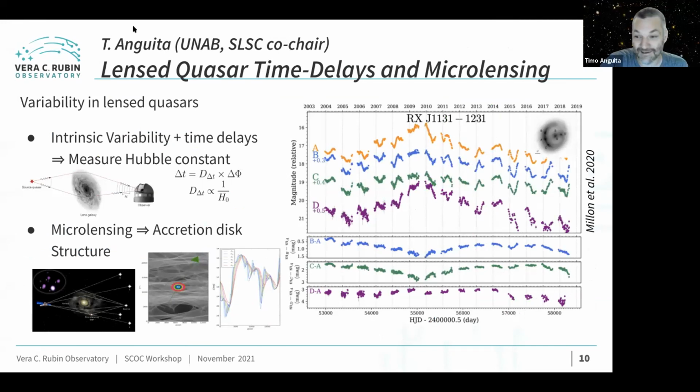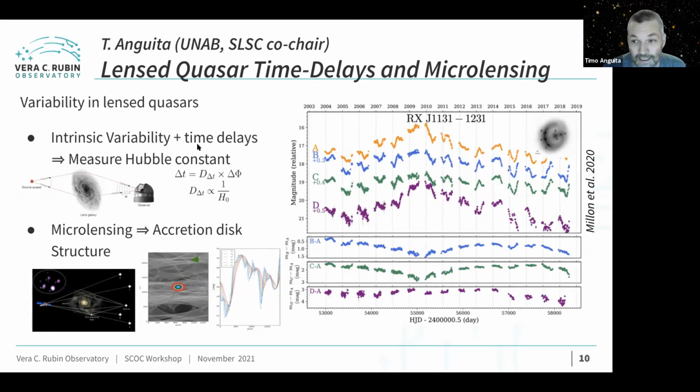Yes, hi everyone, it's me again. But as Angelica says, this is a slightly different topic. This is something that DESC is interested in, and the AGN community hopefully is interested in. This is about lensed quasar time delays and microlensing.